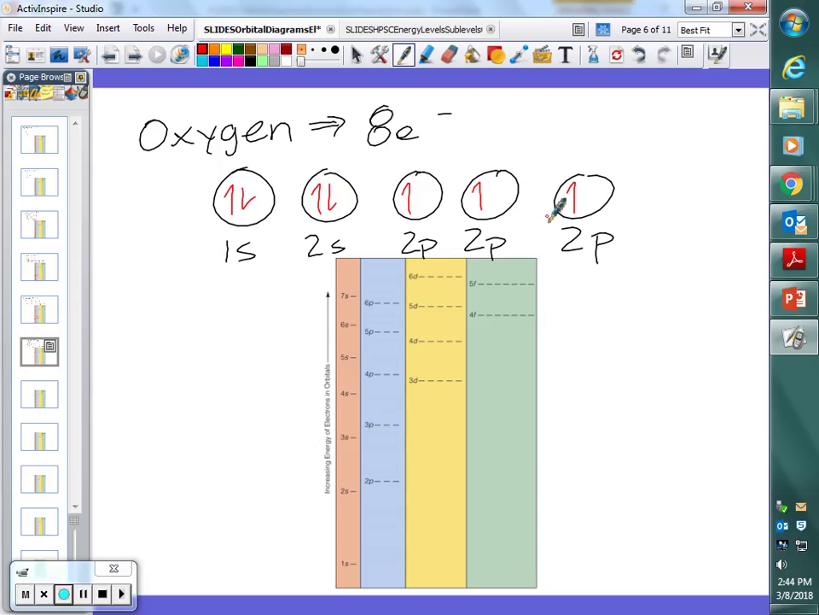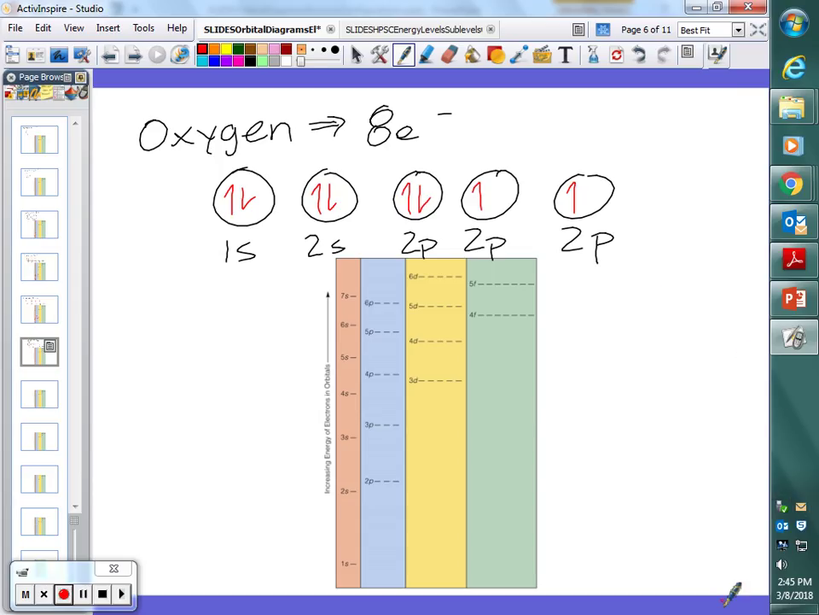Now, all of those orbitals have 1 electron in them. Are they full, though? No. Each of them can hold 2. So where does the 8th electron go? It doesn't matter. It can go in any one of those 3. I'll put it here just to be consistent. So this is a right answer.